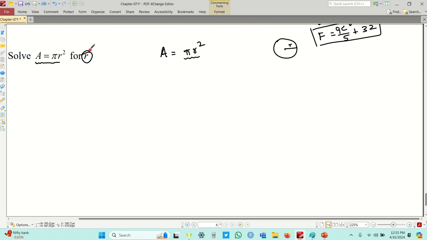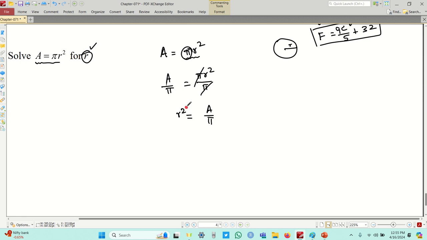Okay. Now what we need to calculate? We need to calculate r. So what is the extra here? If you will see, extra here is pi. So divide by pi. So pi r power 2 divided by pi. Now pi cancels. So what we are getting? We are getting r square is equal to A divided by pi.